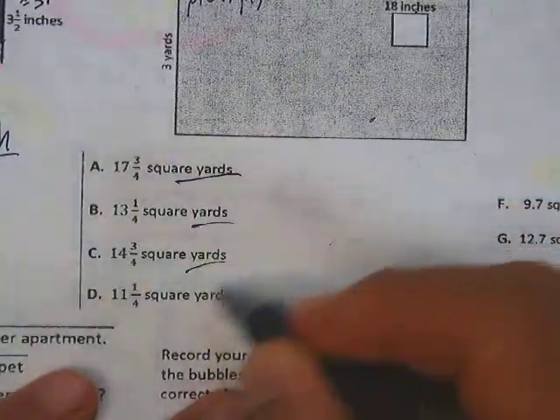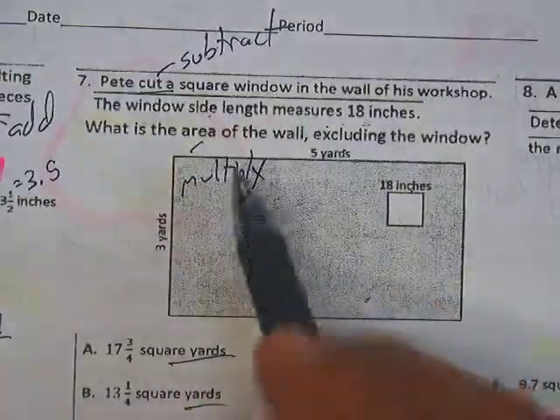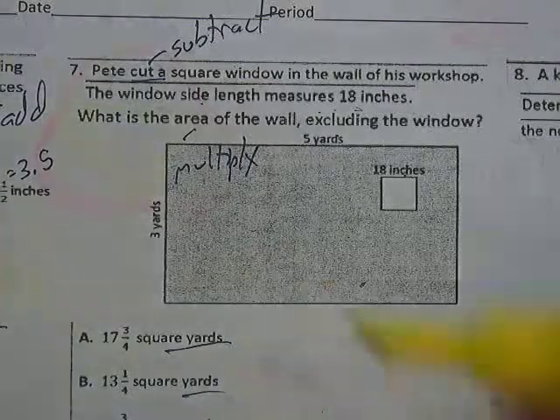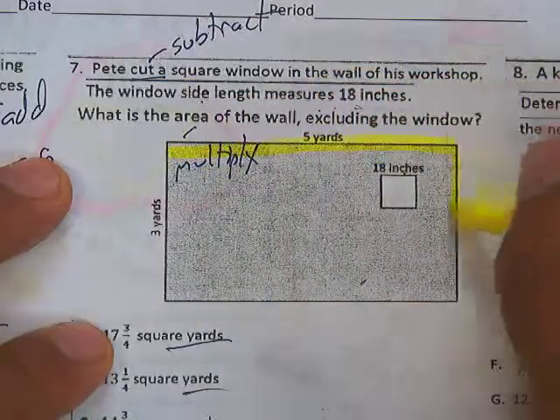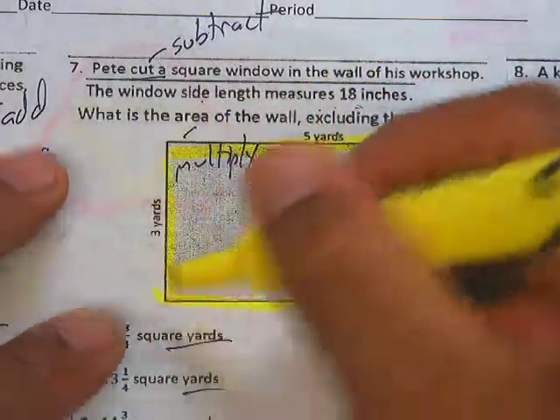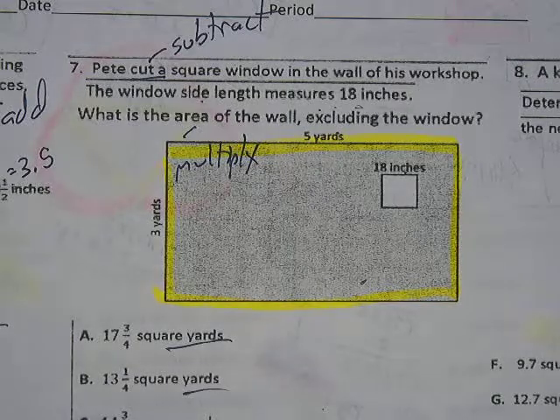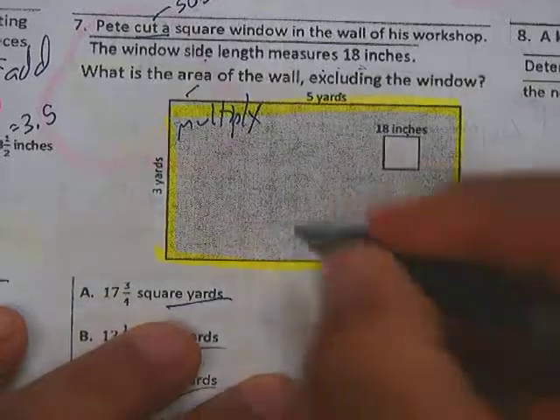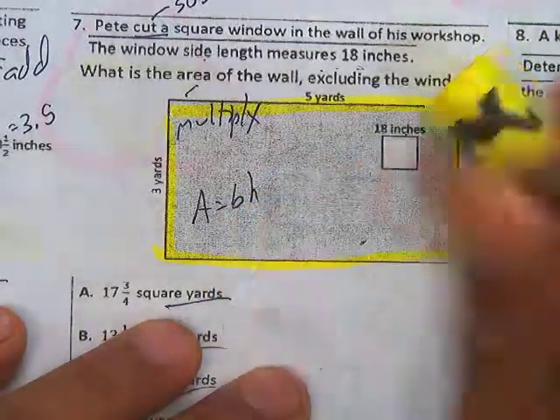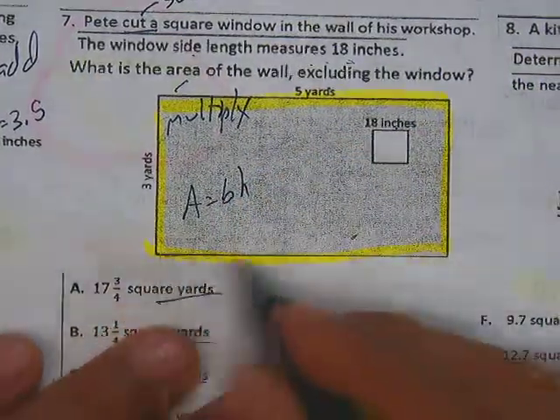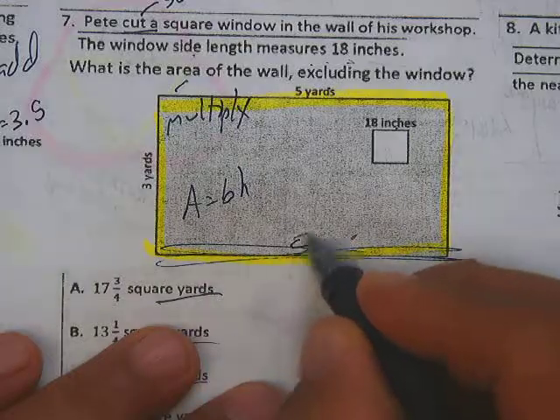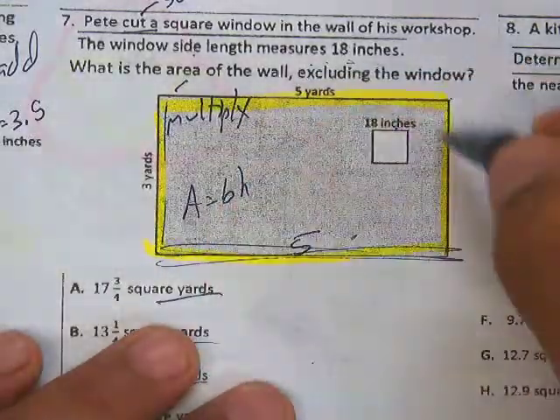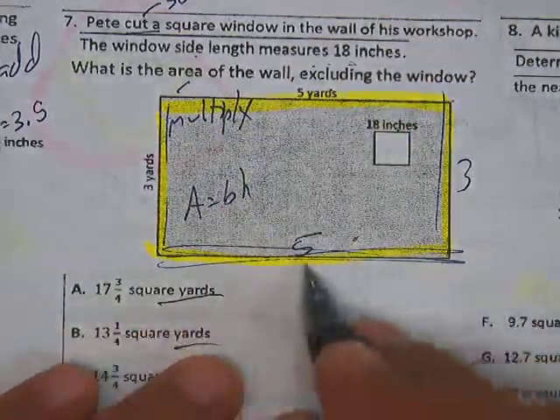Okay. Now look at this: this is in inches and these are in yards. If I look at my answer choices, they're in yards. So obviously we're keeping the yards. And I can see this big old rectangle here. So I'm going to use my big rectangle. I know I can say area is equal to base times height.